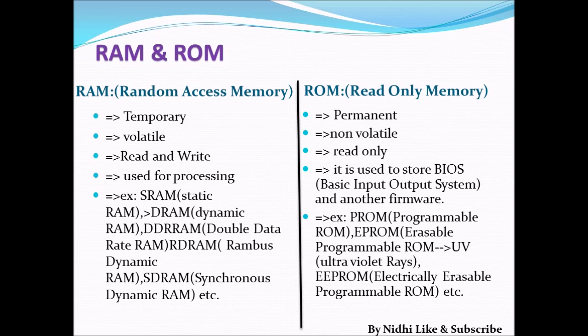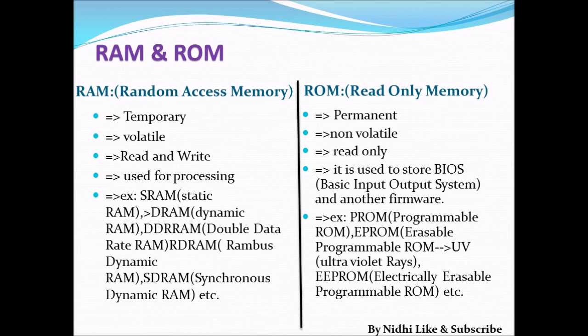Okay, so examples of RAM are SRAM, static random access memory; DRAM, dynamic random access memory; DDR-RAM means double data rate random access memory; RDRAM, rhombus dynamic RAM; and SDRAM means synchronous dynamic random access memory.